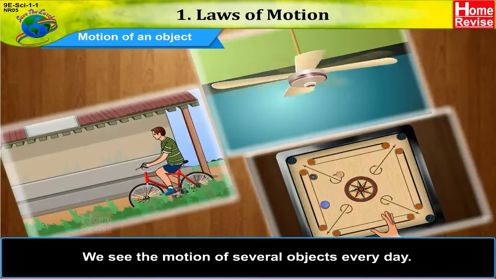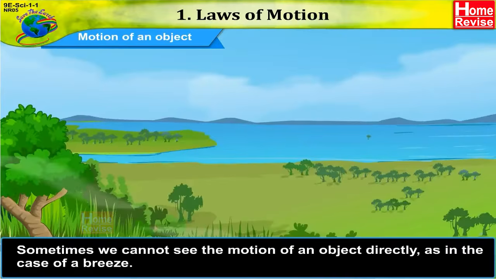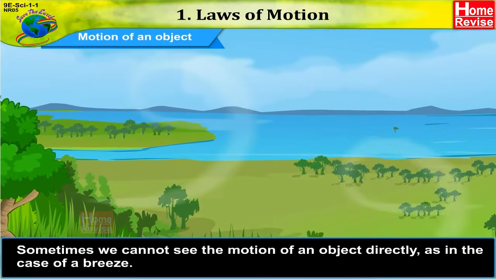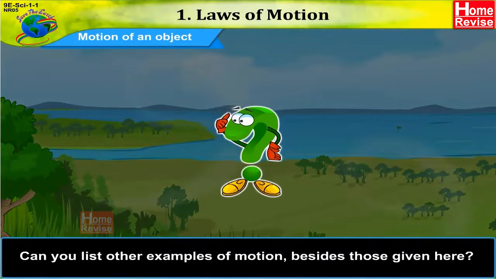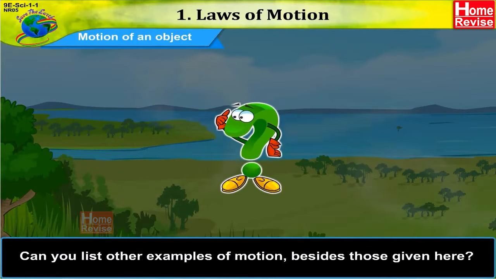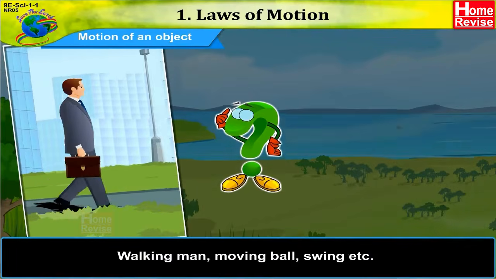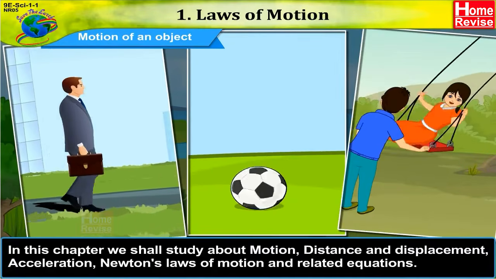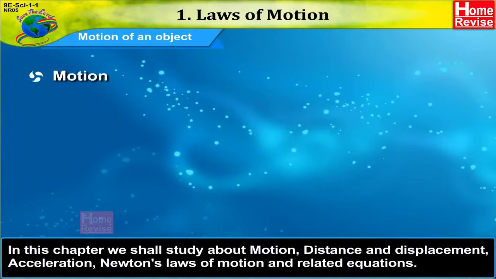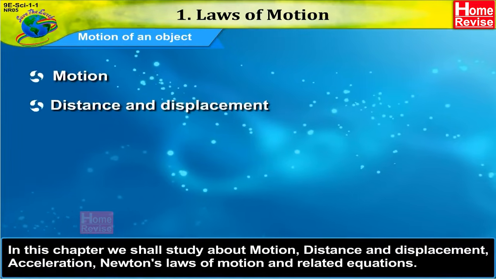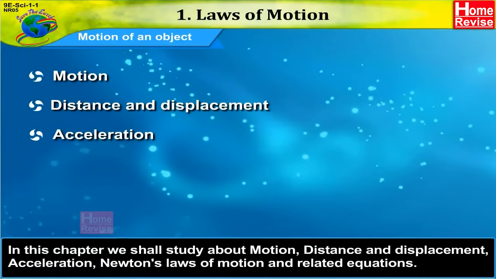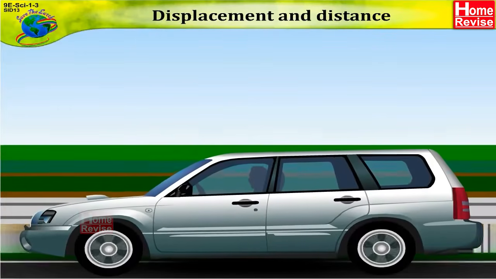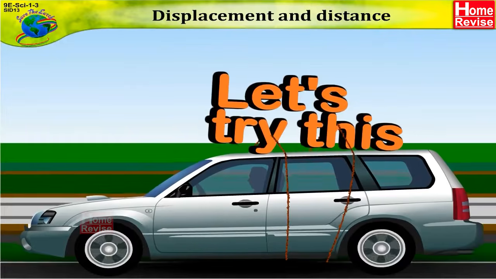We see the motion of several objects every day. Sometimes we cannot see the motion of an object directly, as in the case of a breeze. Can you list other examples of motion besides those given here? Walking man, moving ball, swing, etc. In this chapter, we shall study motion, distance and displacement, acceleration, Newton's laws of motion and related equations.